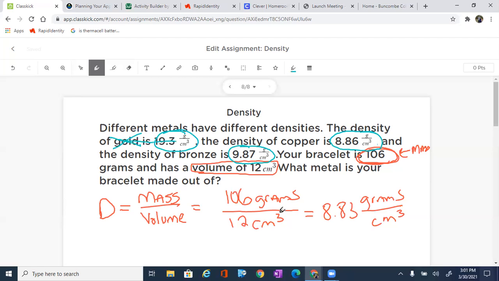So what we know now is it cannot be gold. It cannot be bronze because it's nowhere near bronze. It's a full density unit of 1 gram per cubic centimeter away. And then it is really close to copper at 8.86. It's off just a little bit. So more than likely your bracelet is made out of copper.